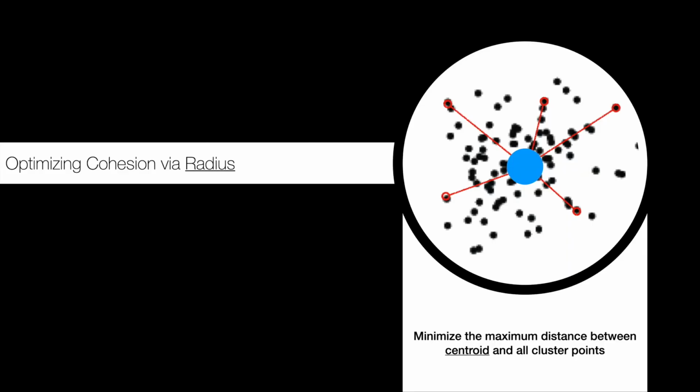Alternatively, we can optimize cohesion via the radius. We define the radius as the maximum distance between the centroid of a particular cluster and all the points in that cluster, which gives us some cost savings in terms of computation time, because now we don't have to look at all pairs. We only have to look at all singular points in this cluster and compare that individual point to the clusteroid or centroid of this cluster. Once we've scanned through all these distances, we just take the maximum distance here and then minimize it.